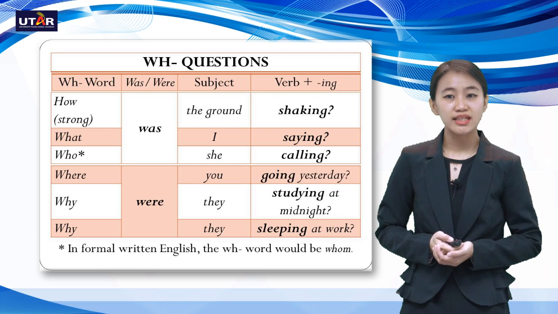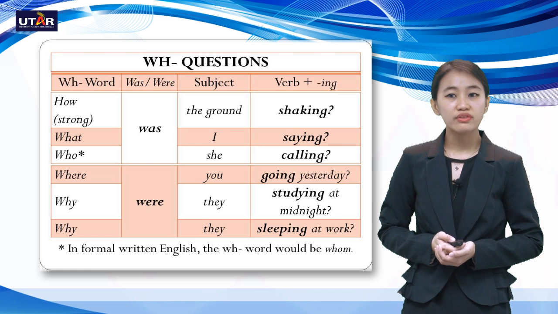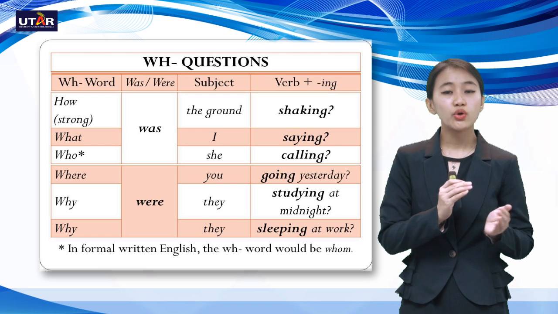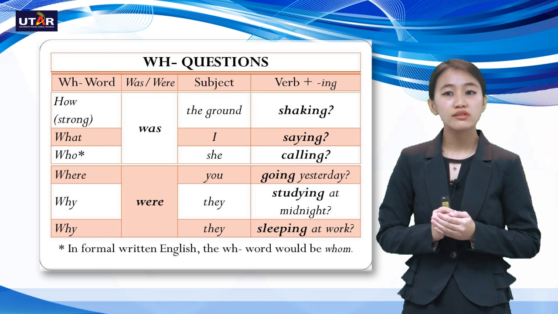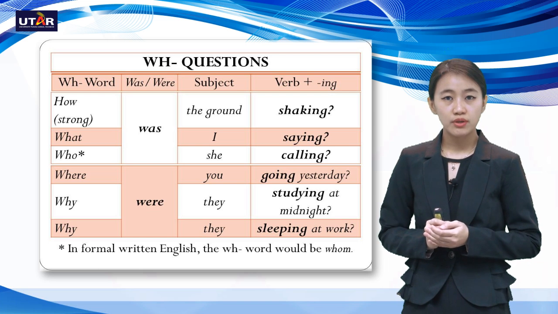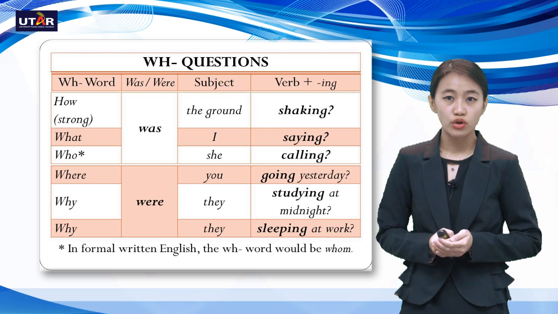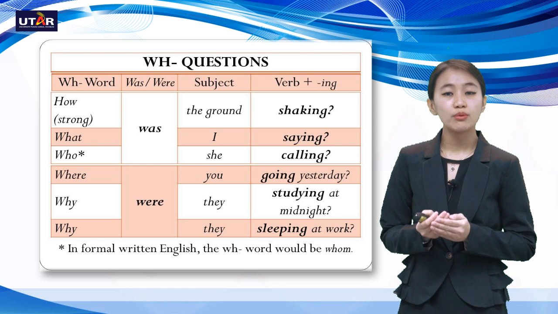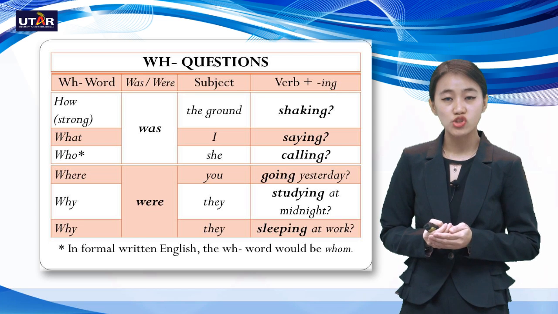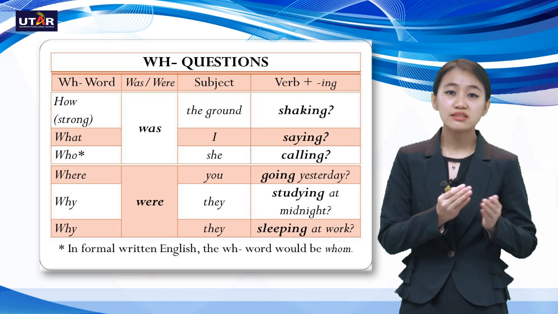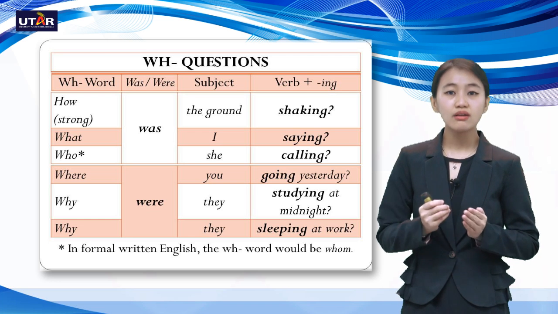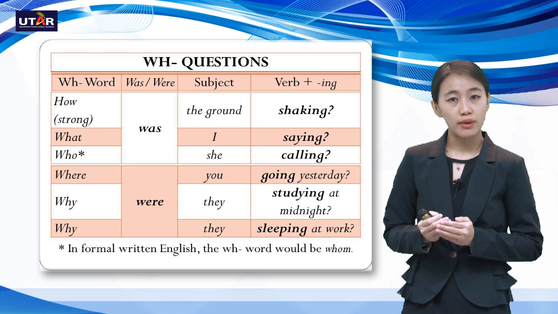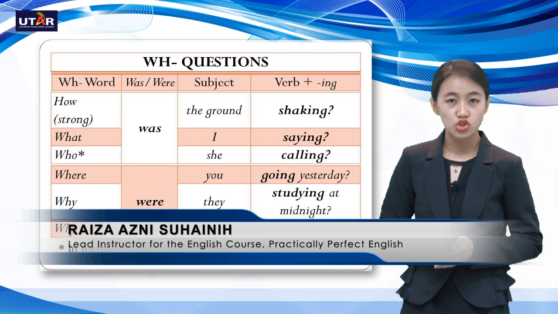Why were they studying at midnight? Why were they sleeping at work? Now, if you take note of the structure here, you have WH question, was or were, subject and main verb. So quite similar to your question form, you have was or were, your auxiliary verb, your subject, and followed by your main verb, which is verb followed by ing. So all you have to do is add WH question first, then auxiliary verb, then subject, then only your main verb, which is verb with ing.